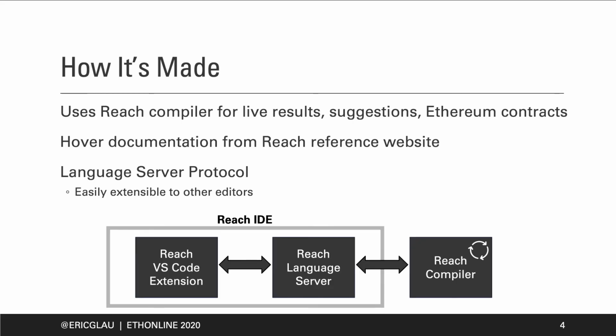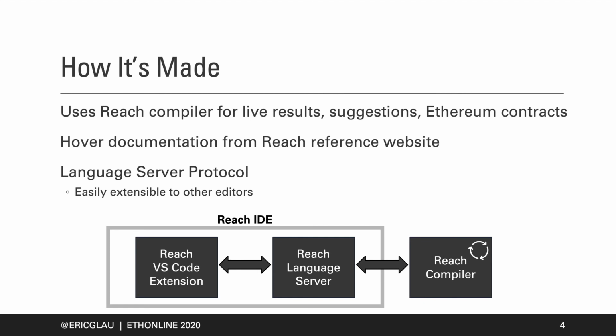Now let's talk about how this was made. This solution makes use of the Reach compiler in the background for live compilation results, quick fix suggestions, and Ethereum contract generation. It provides hover documentation sourced from the Reach reference website, and the language features are implemented using the language server protocol, which makes this solution easily extensible to other code editors.